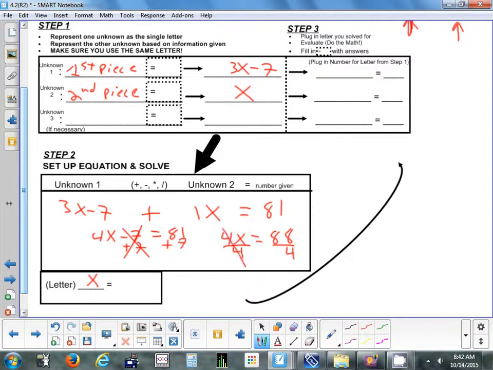Okay, and that's actually going to go in nicely. Anybody know 88 divided by 4? If not, we just use our calculator, but yeah, 22. So x is 22. All right, so now we're going to go back up. We're going to fill in 22.